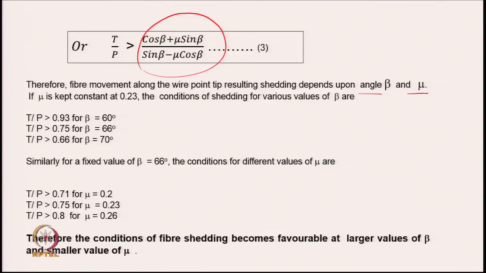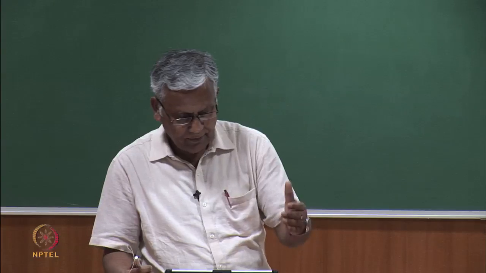We can take a typical case, suppose mu is 0.23. The conditions of shedding for various values of beta are stated in this case. T by P has to be greater than 0.93 for beta equal to 60 degrees, T by P value has to be more than 0.75 when beta is 66 degrees, and T by P value should be greater than 0.66 for beta equal to 70 degrees. For 3 different values of the base angle, we are showing what the T by P value should be, so that if it overcomes the value stated here, then the fiber will move towards the tip and finally it can shed off.